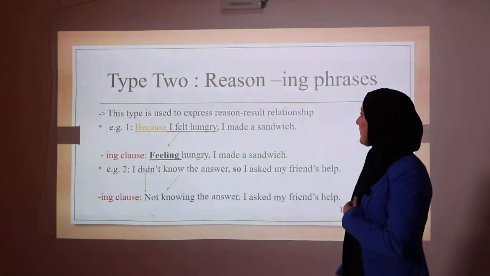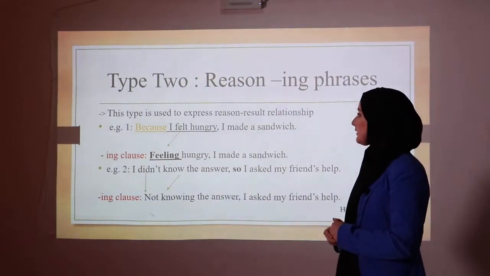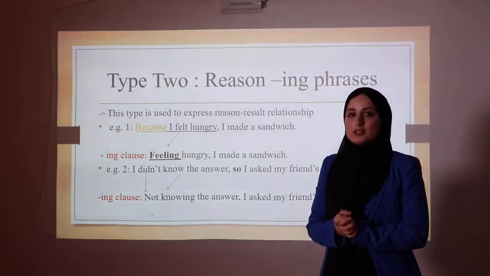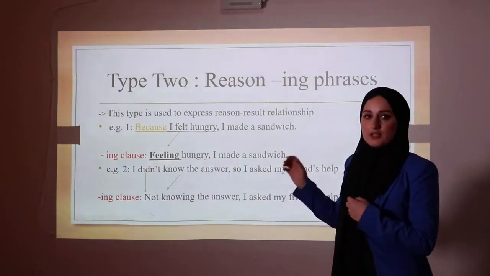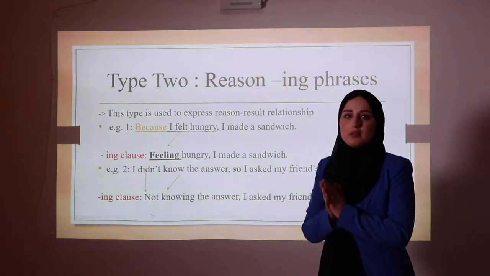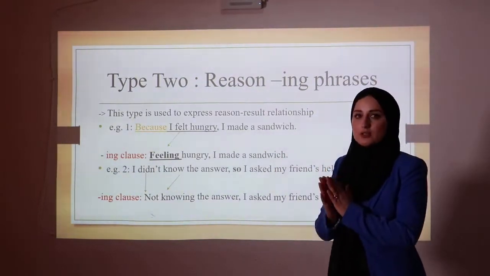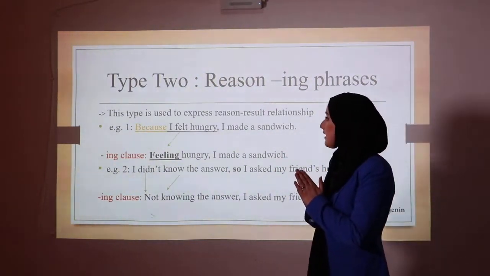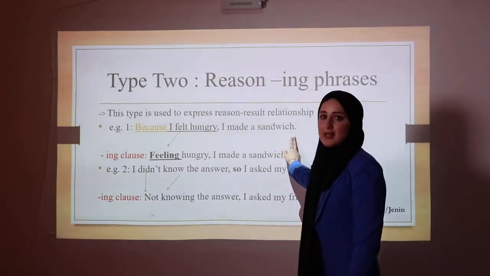The second type is reason ing phrase. In this type, we use it to express a reason-result relationship. So we have a reason and we have a result, and you have to work with the reason clause. Let's start with the example. Because I felt hungry, I made a sandwich.